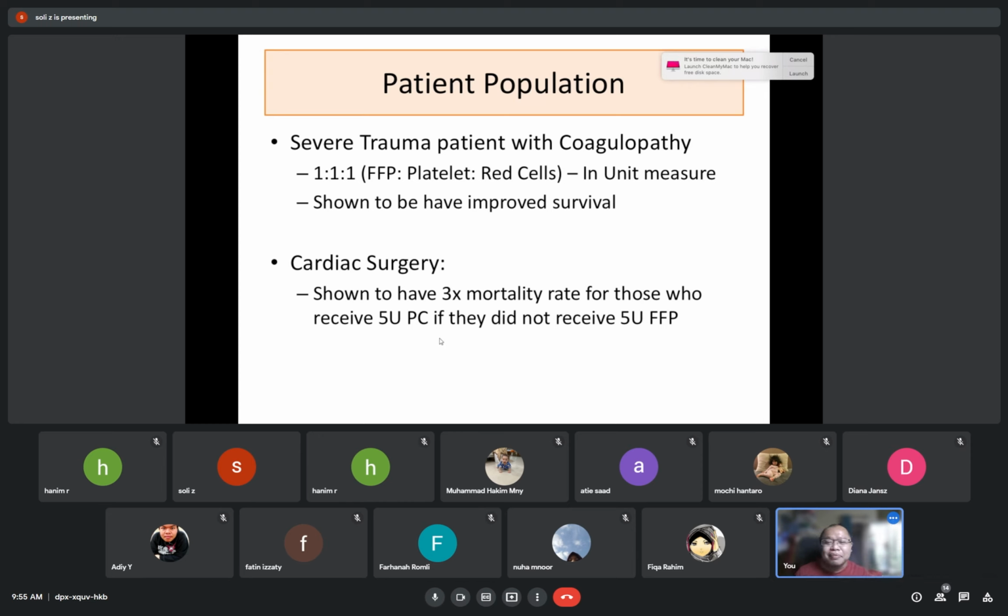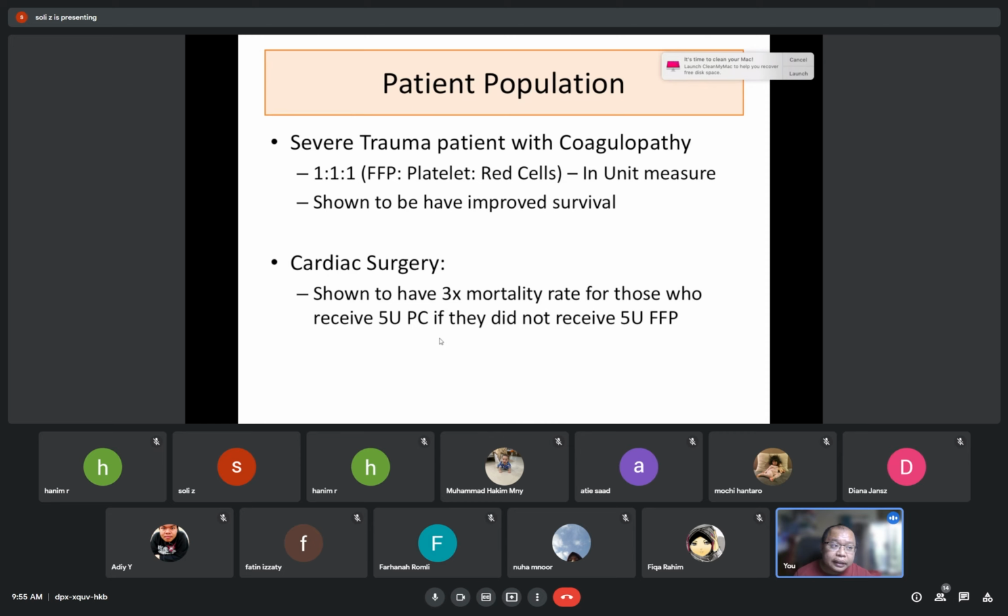So in the end, this MTP protocol ni is guided based on local punya guideline dan kebiasaan. That's why dia jadi macam tu lah. If you go tempat lain, mungkin ratio dia lain, mungkin style dia tu lain sikit.